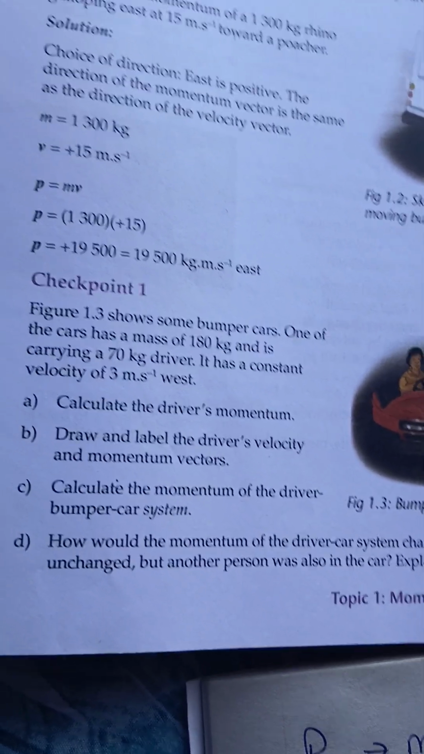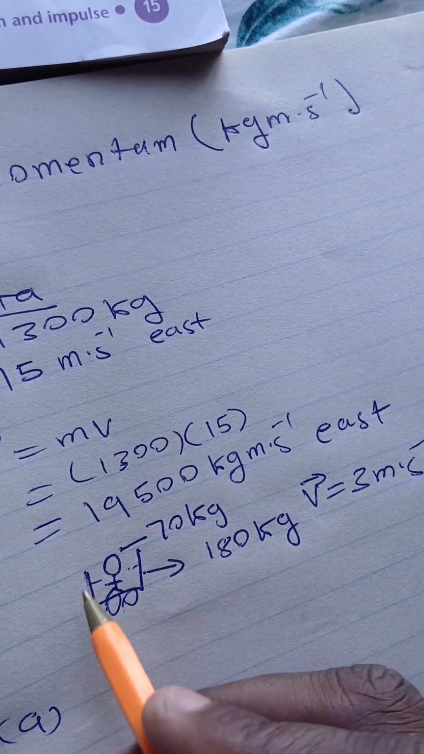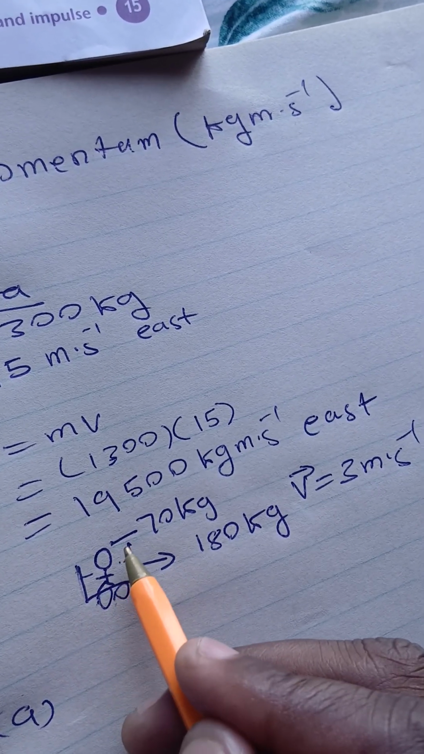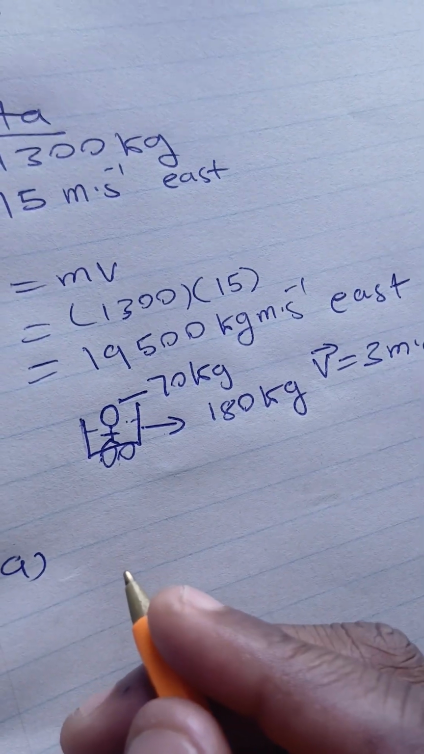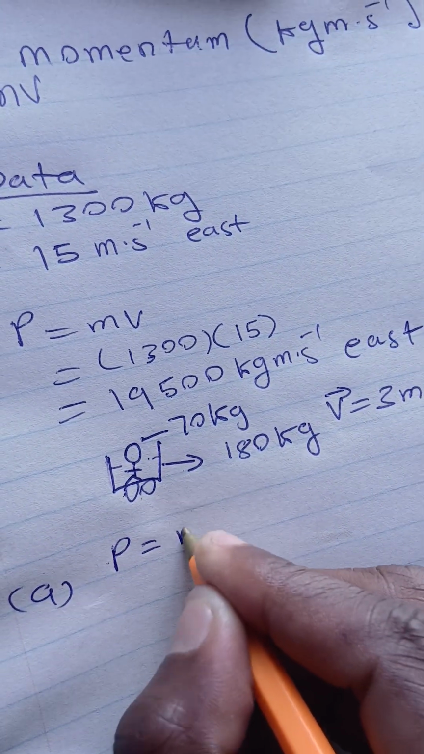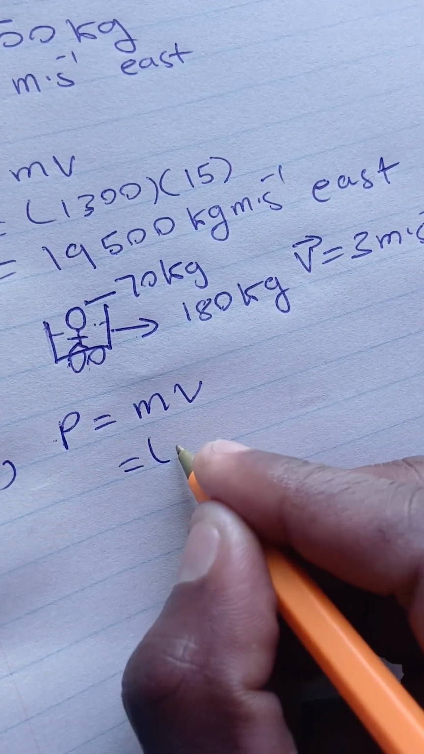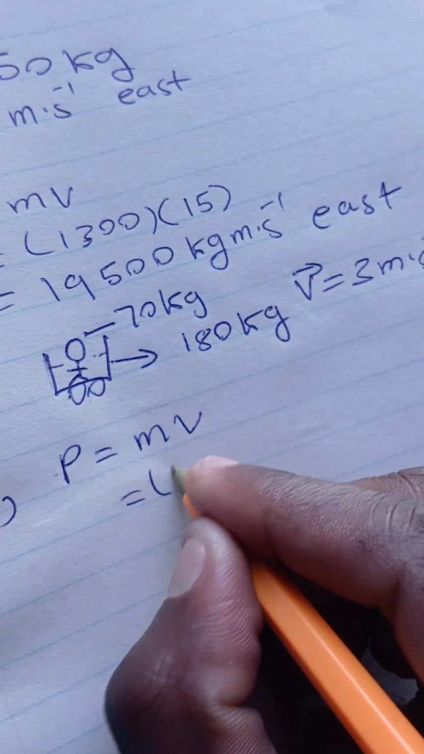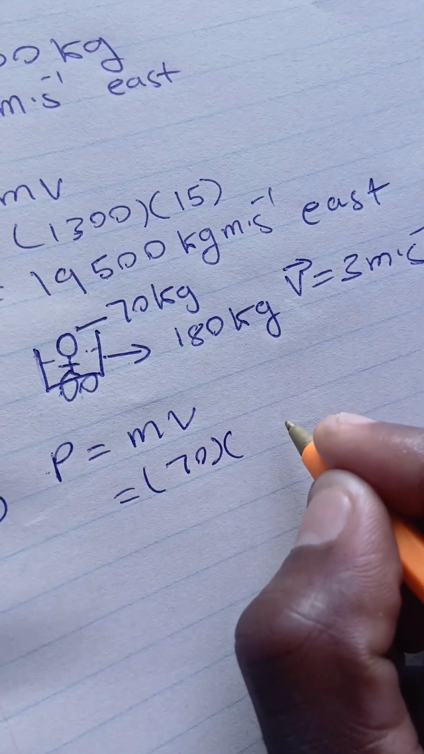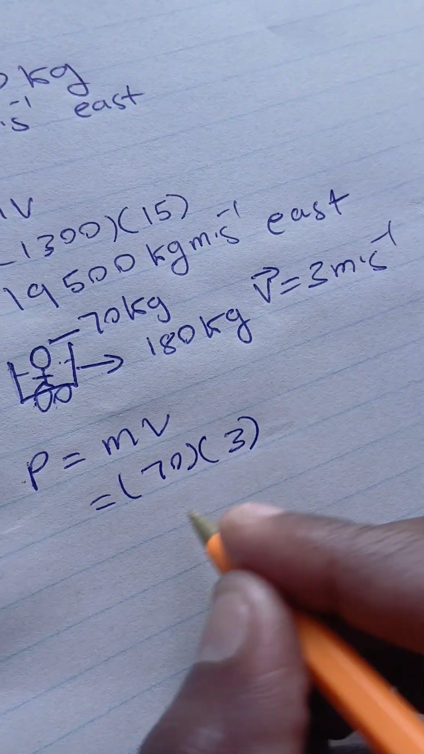They say calculate the driver's momentum. They want us to calculate the momentum of this person, not the driver of the car, but the person inside the car. All right, so when you calculate the momentum of the person, you know that the equation says that P is equal to mv, right? So P is equal to mv, and the mass of the person or the driver is 70. So you have 70. The velocity, remember I said, is going to be the same. So the person is also moving at 3 meters per second.